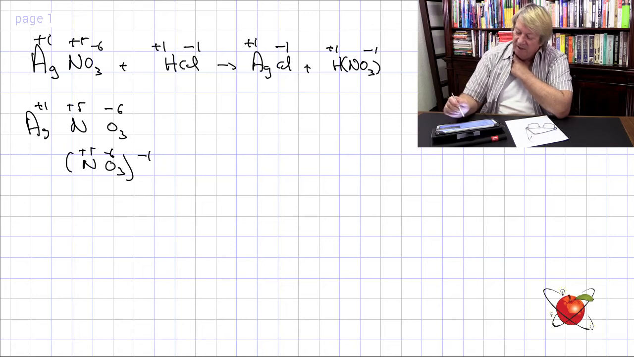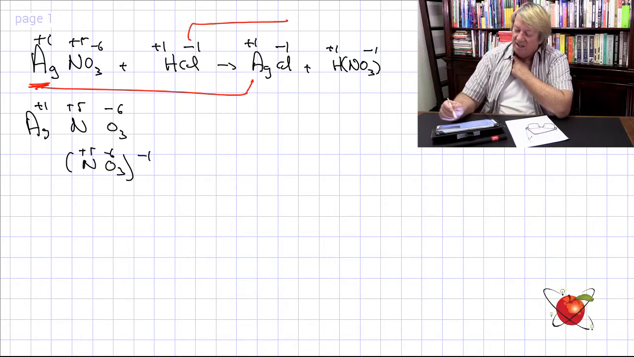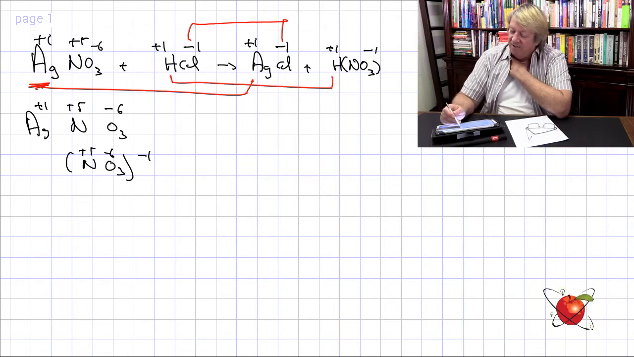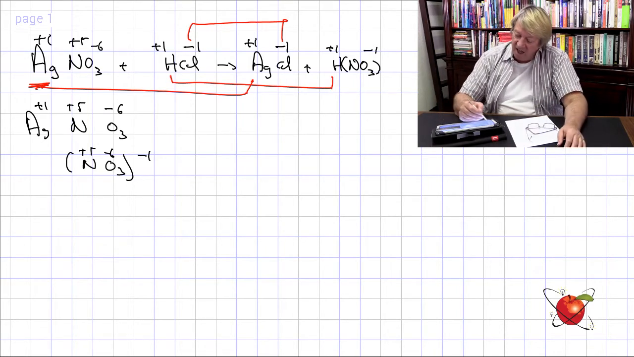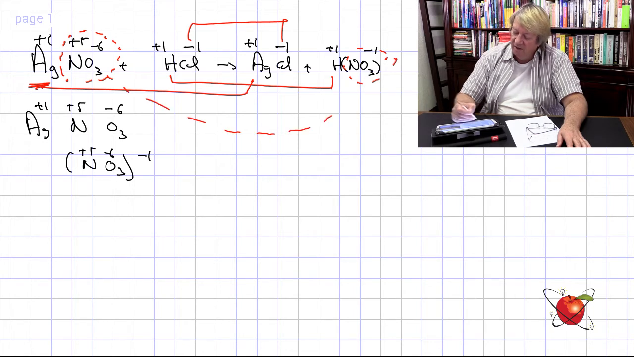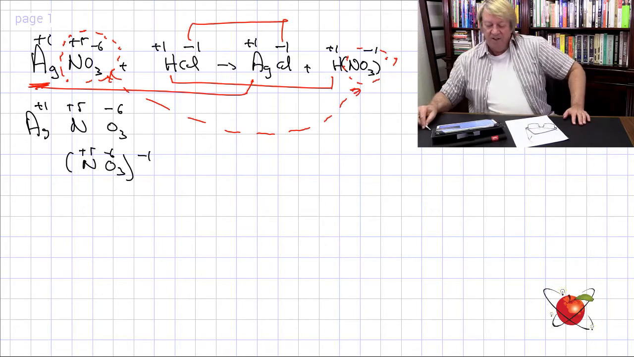Can you see the silver? Let's highlight it a little bit. The silver stayed the same. The Cl stayed the same. The H stayed the same. And if we look at it holistically, the entire NO3 over there goes to this NO3 over here. So none of the elements' oxidation numbers have changed. What does it mean? That means it's not an oxidation reduction reaction. There wasn't a transfer of electrons. It was a different situation.